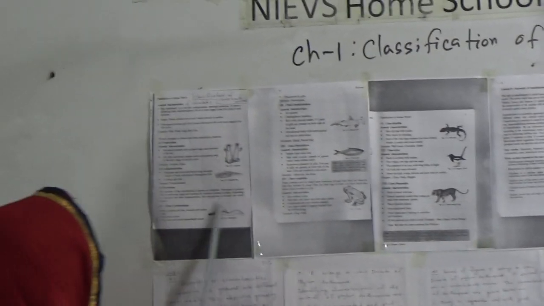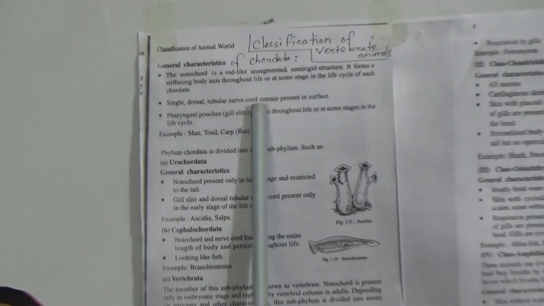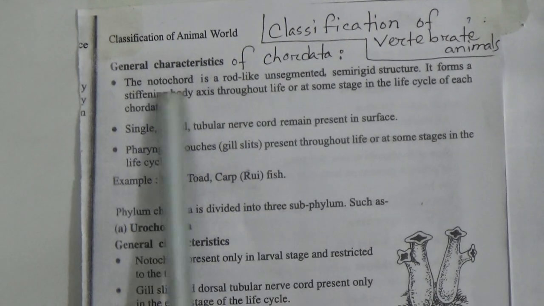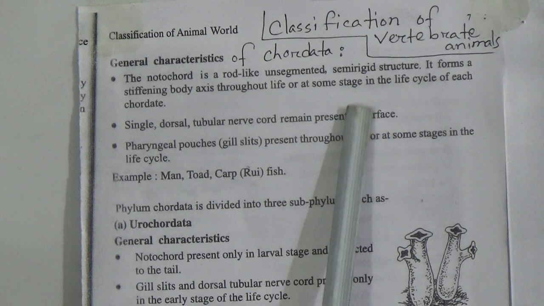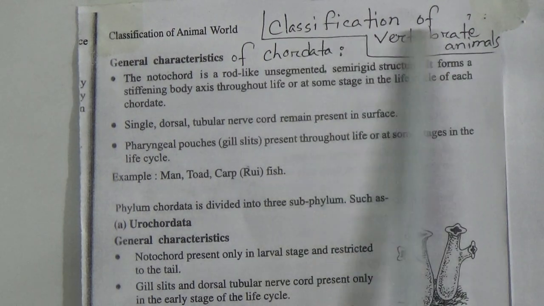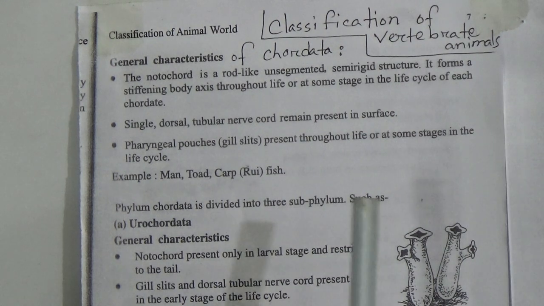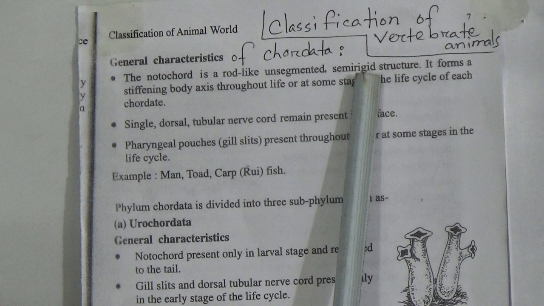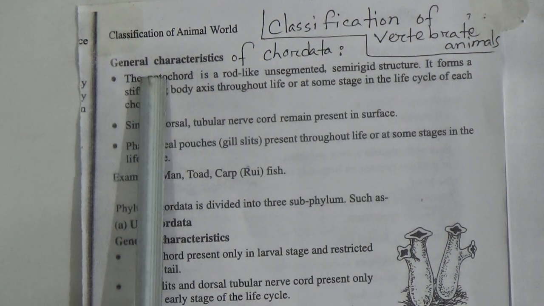In our previous class, we have already discussed phylum Platyhelminthes. Today we'll discuss the general characteristics of chordata, and this is the classification of vertebrate animals. So first of all, the general characteristics of chordata. The characteristics of chordata are given below.